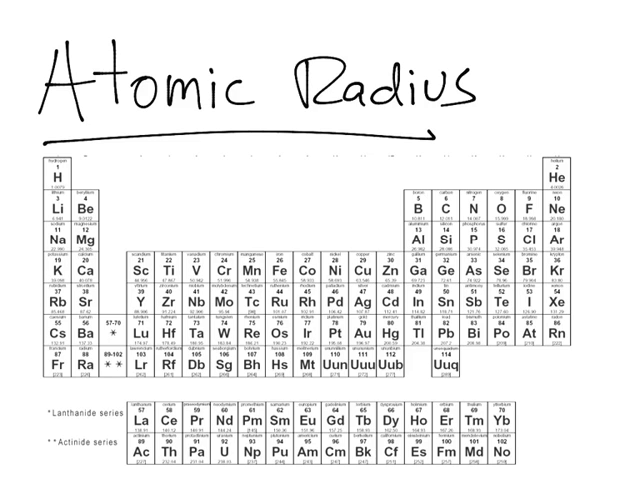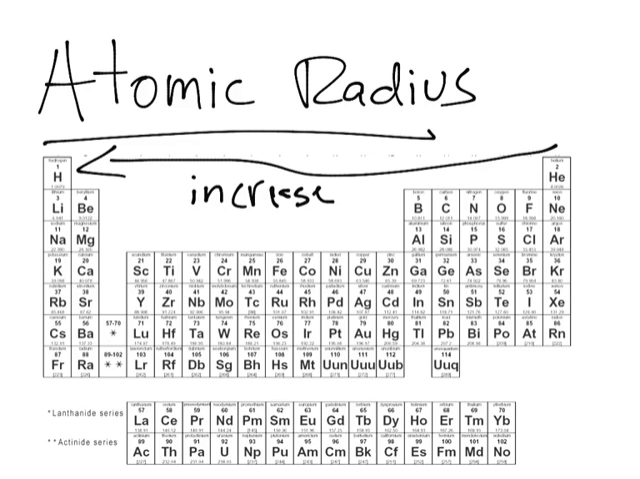The trend for atomic radius is the same as the trend for metallic character. It will increase from right to left. That's a horrible arrow, you can see. And it will increase going down a period.